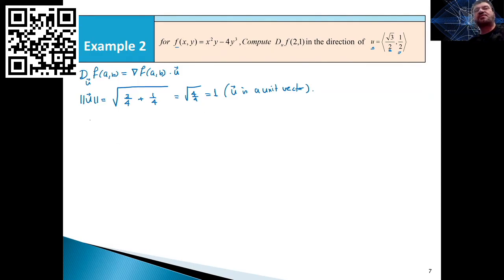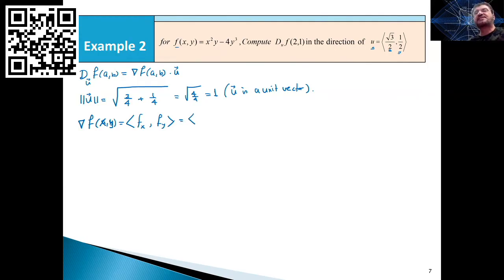Beautiful. Now, what do we find? We will find the gradient of f at any point (a, b). Let's say x and y. Let's find first the gradient. The gradient of f is, as you know, f_x comma f_y.